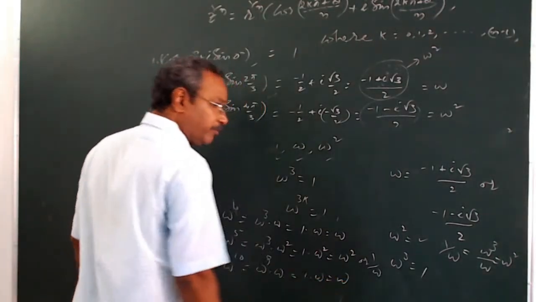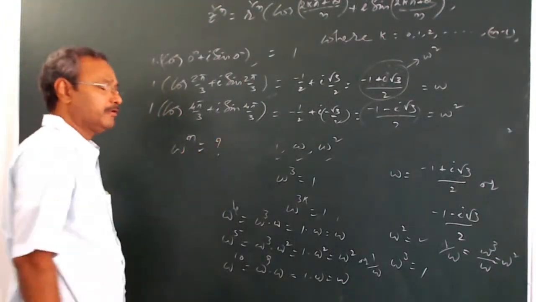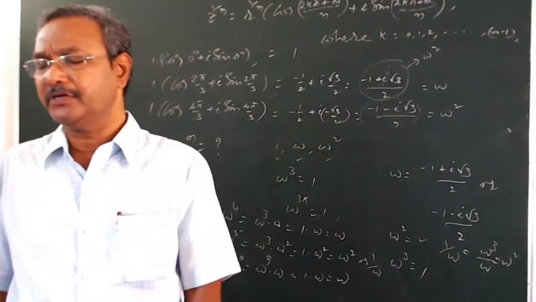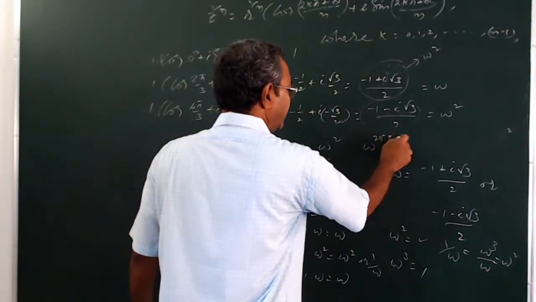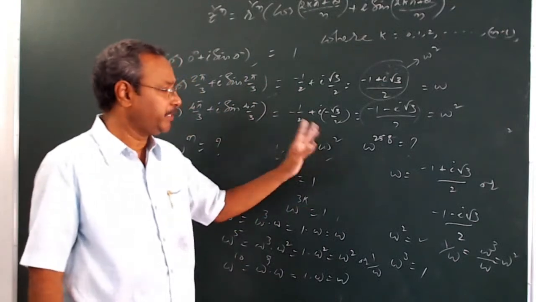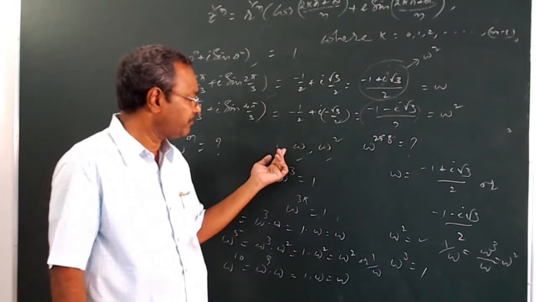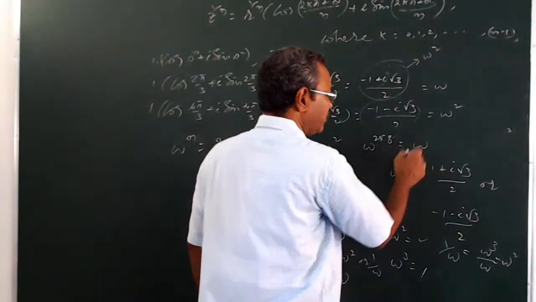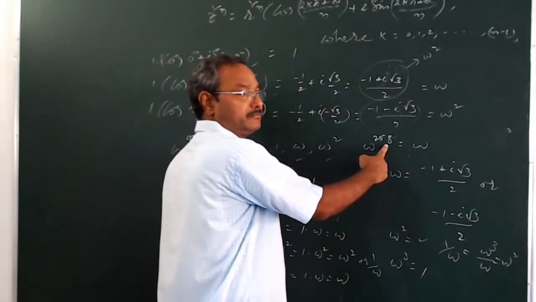So you can always find what omega to the power of n is, as long as n is an integer. Omega to the power of 258 is how much? The answer should be one of these three numbers. How? The answer is simple. Write it as omega to the power of, looking for the nearest multiple of 3 for this.